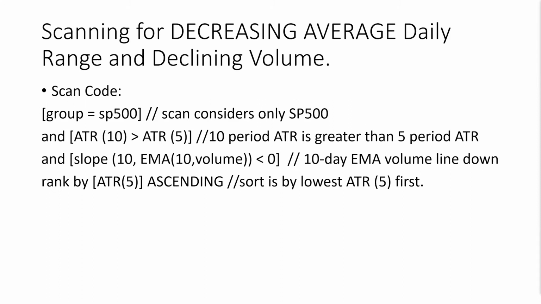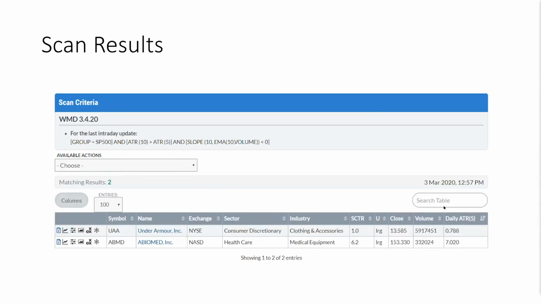If we want to see slope of a line, we can code that in to say give us the slope of a 10-period exponential moving average of volume that itself is created on a 10-period basis. By asking that it be less than 0, the slope being less than 0 means the line will point down. Let's go ahead and see what this scan would return for us. We get a whopping 2 stocks.